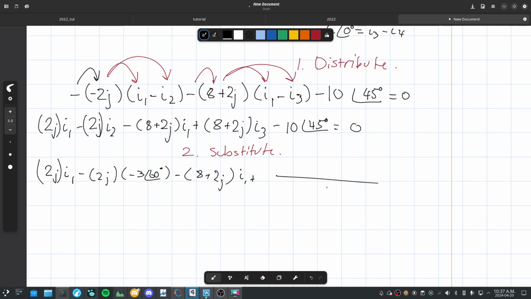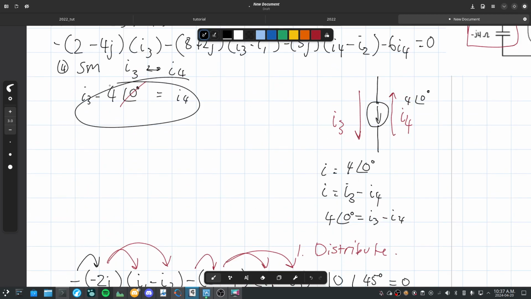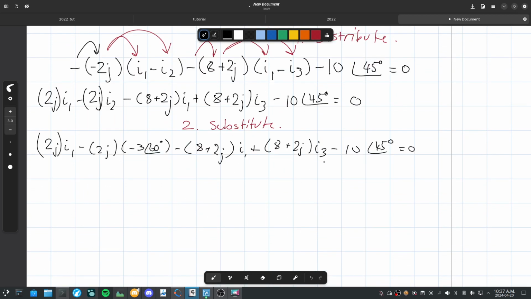The rest is the same. You know, let's just write out for completion sake. Plus 8 plus 2j I3, minus 10 with a phasor of 45 is equal to 0. If you had isolated for I3 instead of I4 up here, you would replace I3 here. But we isolate for I4. So again, you'll get the exact same answer. Just the process slightly different. And now the third step is combine or collect. We are going to collect all of the terms for I1 and I3 on the left, and all of the constants on the right-hand side.